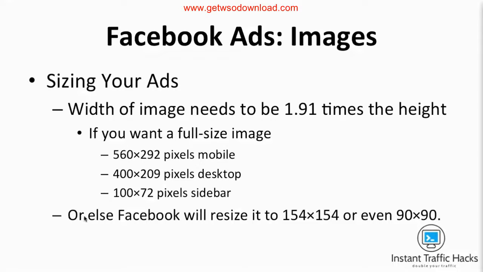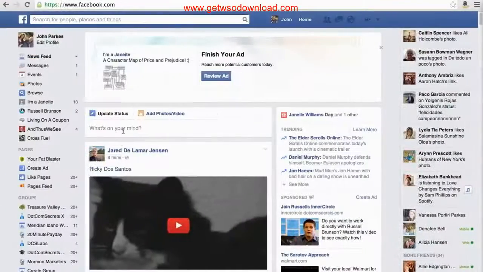This is the minimum right here, because the sidebar is just little tiny images, right? So if your image isn't at least 400 by 209, Facebook will actually resize it to a 154 by 154, or if it's even too small to do that, it'll resize it to a 90 by 90. Now that's a big difference on the newsfeed, and I'll show you what that looks like. Heck, I'll show you right now.